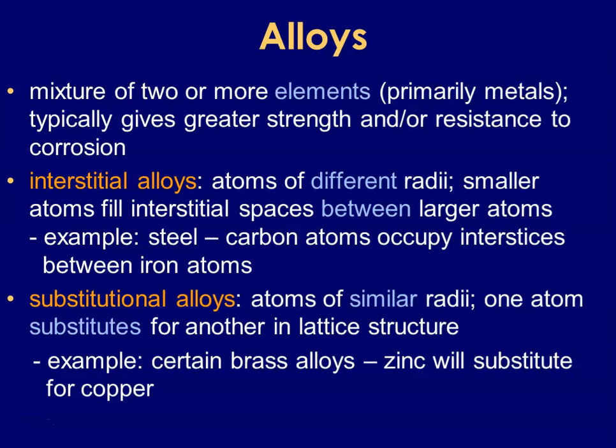Interstitial is when you have an alloy made of atoms that have different sized radii. So the smaller atoms take up these interstitial spaces that are found between the larger atoms. Steel is one example of this, where carbon atoms basically get fit in between the iron atoms. The substitutional alloys are between atoms that have similar radii, and you basically just substitute one atom for another in the lattice structure. So with brass alloys, we can see this happen sometimes with zinc and copper.